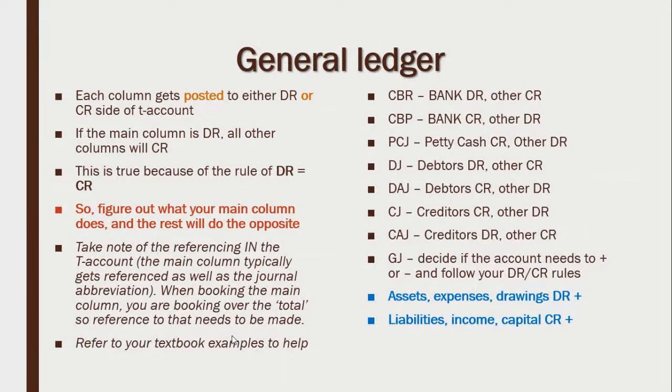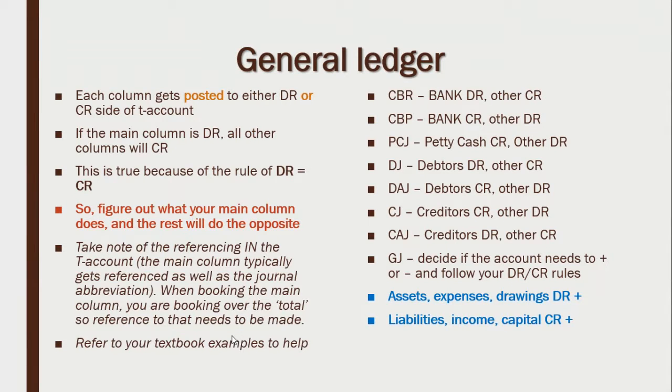Now, if we talk about the general ledger, some things you need to remember is each of these columns will either have a debit or a credit, will affect either a debit or a credit in your T account. The main column will always be debited and all other columns will be credited. Now, the same is also true for your payments, that your main column will be credited and then everything else will be debited, so the opposite.